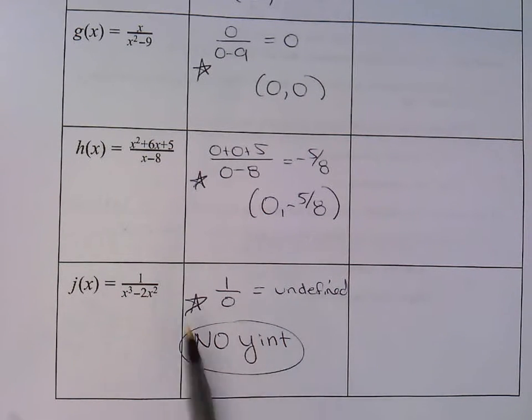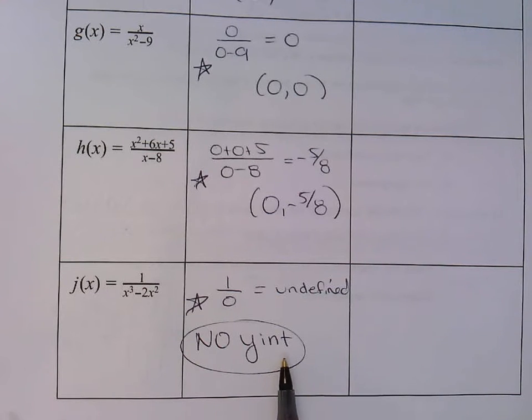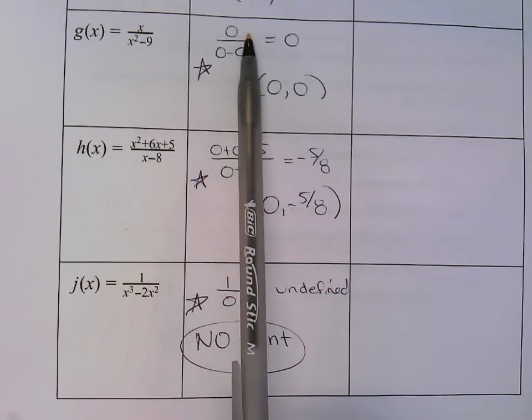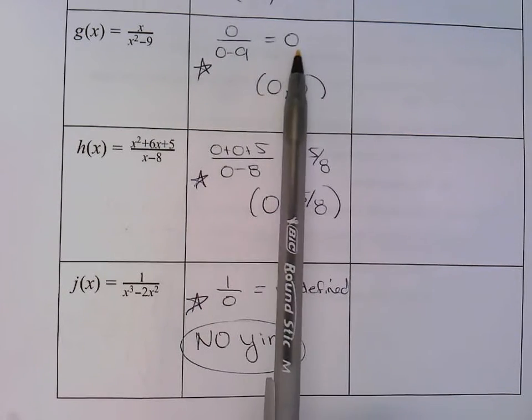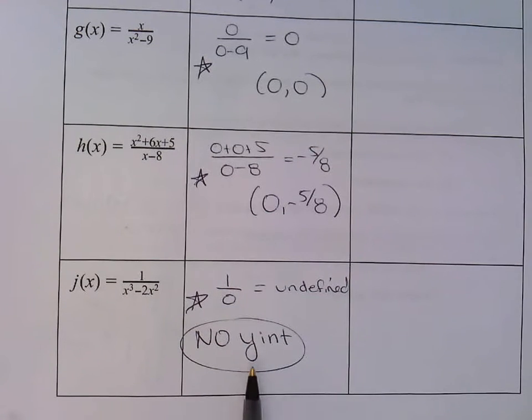It probably deals with there being an asymptote along the y-axis. So it's okay to have no y-intercept. And for full credit on a test or a quiz, you don't want to leave this as 0 divided by -9. You want to write it as 0. You don't want to write this as 1 divided by 0. You want to write your conclusion: no y-intercept.